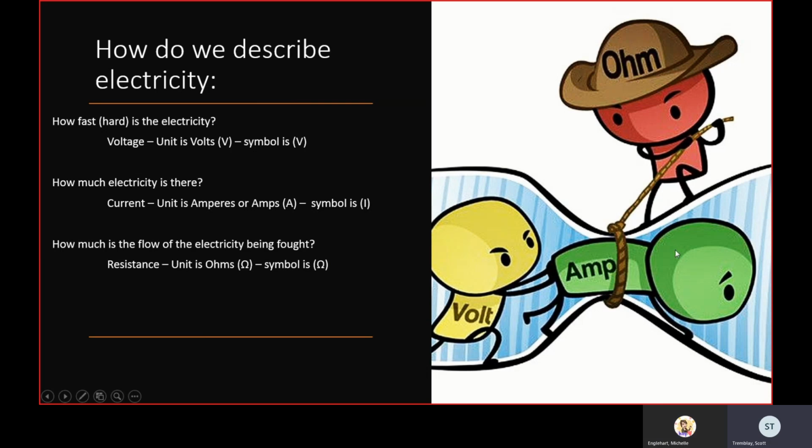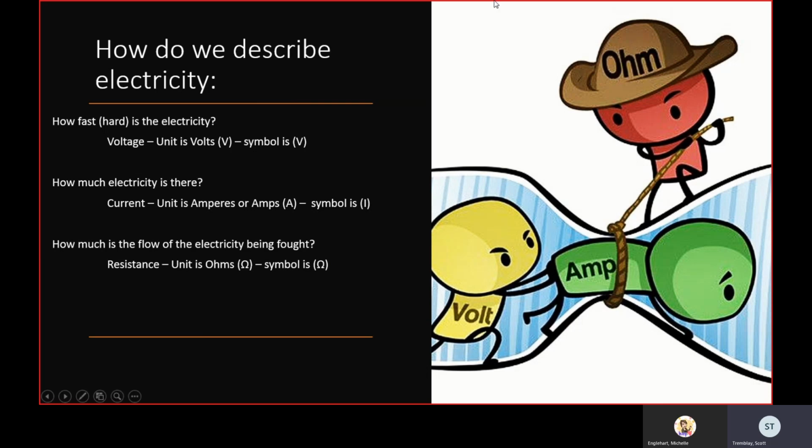So we have the amount of electricity, which is the amps. We have how hard we're pushing it, which is the volts. So he's trying to push it into the hole. And then we have this little ohm sheriff guy, which is causing the resistance. They're squeezing it to slow down how fast the volts can push the amps. Right? And that's electricity.